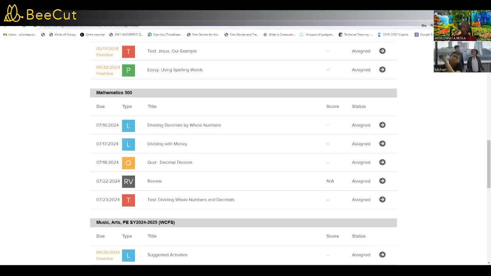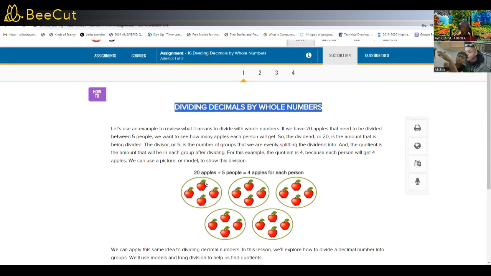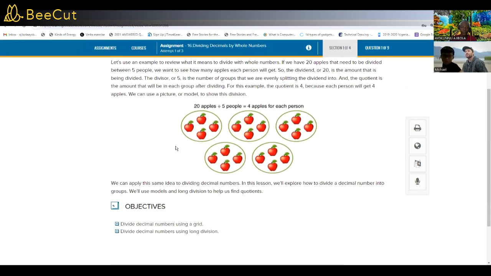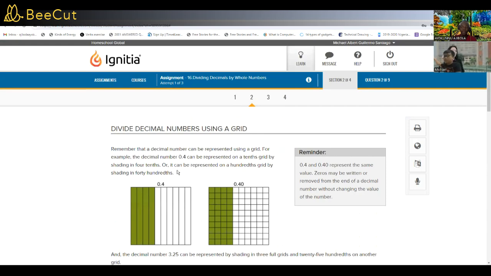We're looking at dividing decimals by whole numbers. The last time we looked at something like this, we had 20 apples divided among 5 people, and this gives us 4 apples per person. Is that clear?